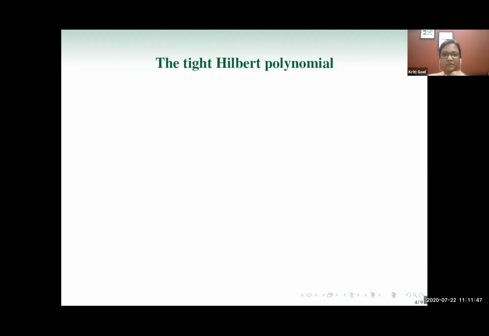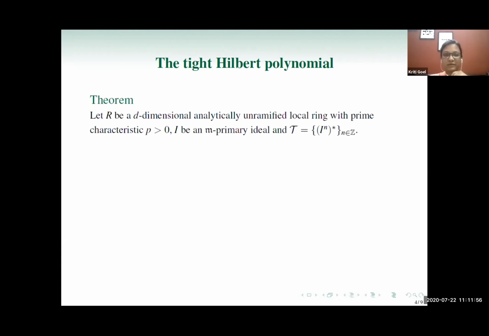So we actually figure out that under certain circumstances, it is indeed an admissible filtration. The assumptions under which this happens are the following. The ring R is a d-dimensional, analytically unramified local ring with prime characteristic p. I is an m-primary ideal, and T is the collection of tight closures of the powers of the ideal I. Then in this case, we prove that T is an admissible filtration.